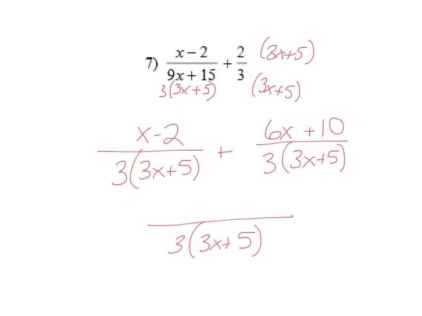Combine like terms on the top. So I've got an x with a 6x. That's a 7x. And then I have a negative 2 with a 10, and that's going to get me a plus 8. I always take a moment to glance and see if anything could factor. Since I have this 3 down here, maybe that could reduce if I factored my numerator. But a 7x plus 8 isn't going to factor. There's nothing I can do. I'm good. All done.